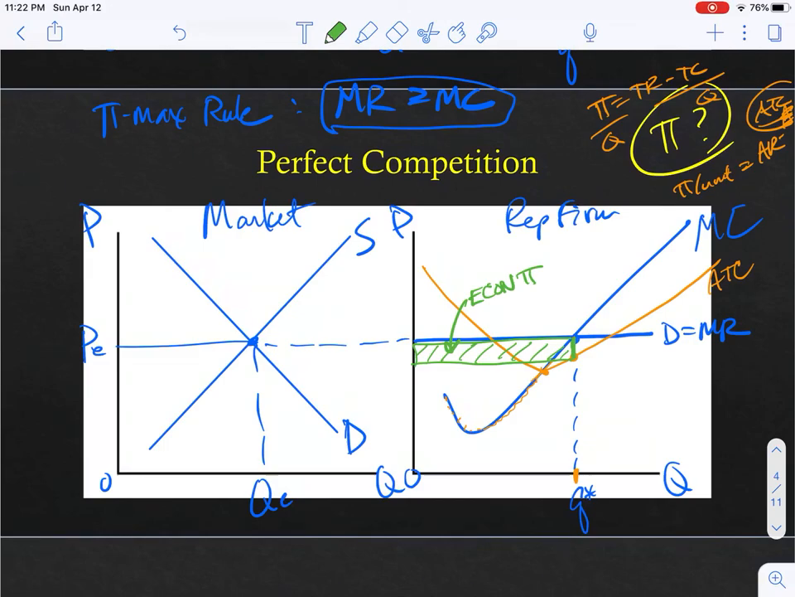So we're going to label that economic profit. That's in that box. And so in this case, we'd say yes, this firm is earning an economic profit, and we can tell that because at Q star, the average total cost is less than the price.